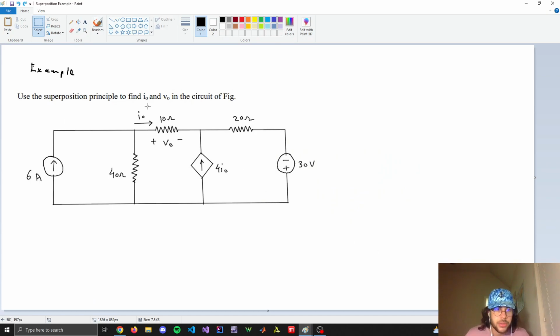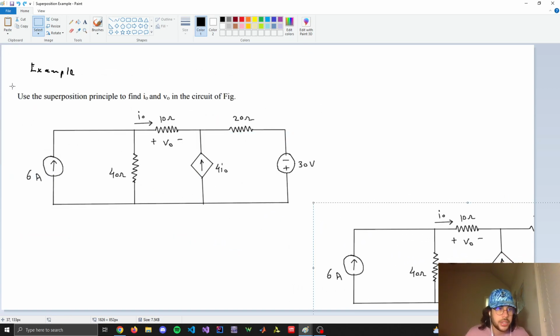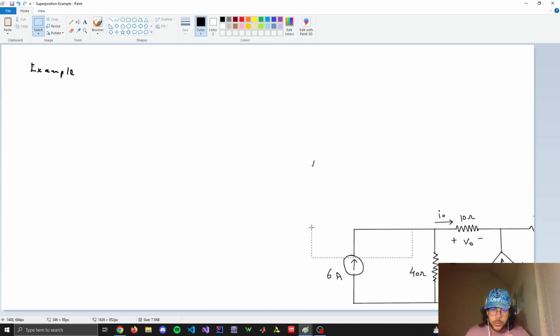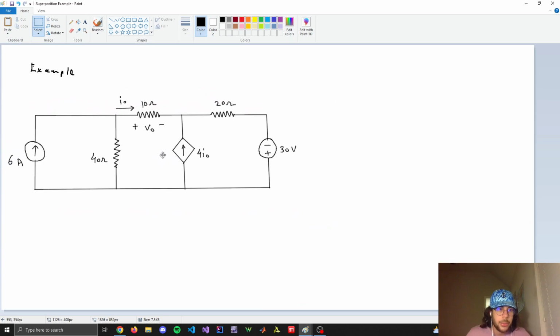Use the superposition principle to find I0 and V0 in the circuit shown below. So let's go ahead and resize this. That was bad. Let me do that again. Like this. Let me go ahead and get rid of this. So we wish to solve for I0 and V0 using superposition. So how are we going to do that?